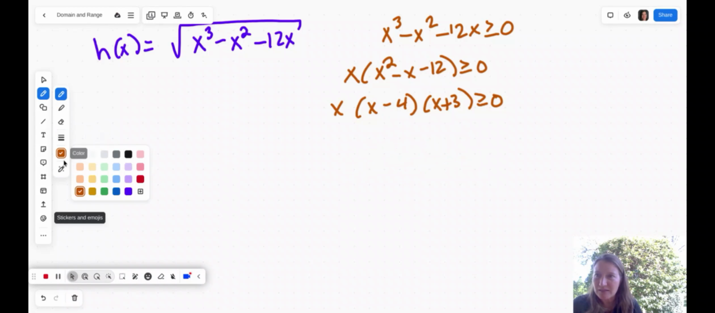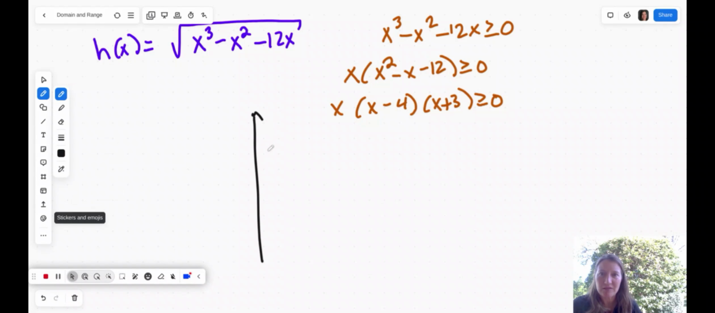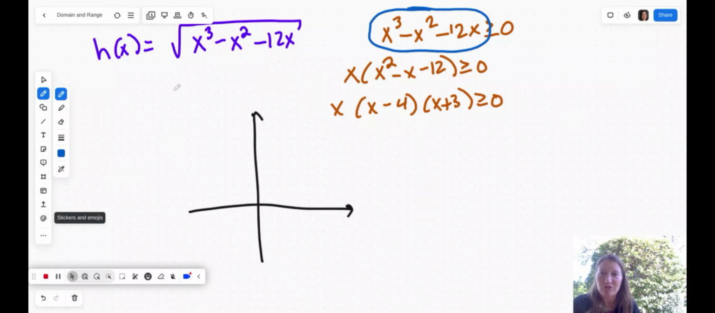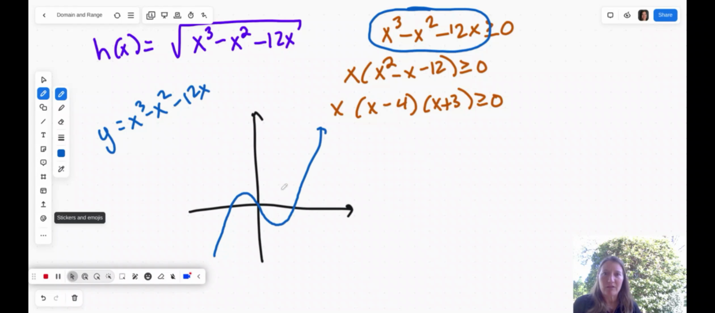In fact, I'm going to look at this a couple of different ways. You can check me on this if you would like to. I'm going to take this expression and graph just that. I'm going to pretend that I was asked to graph just that expression. If I plug that in my calculator, I get this picture. I can see here clearly that negative 3, 0, and 4 were my interesting values of x, but where this expression is positive is between 0 and negative 3, and for x greater than 4.